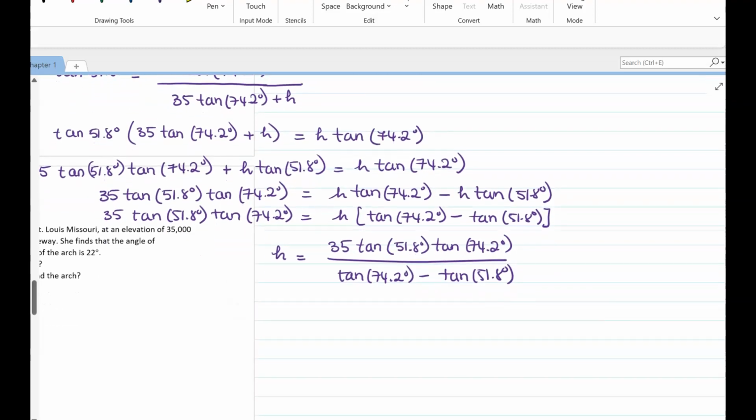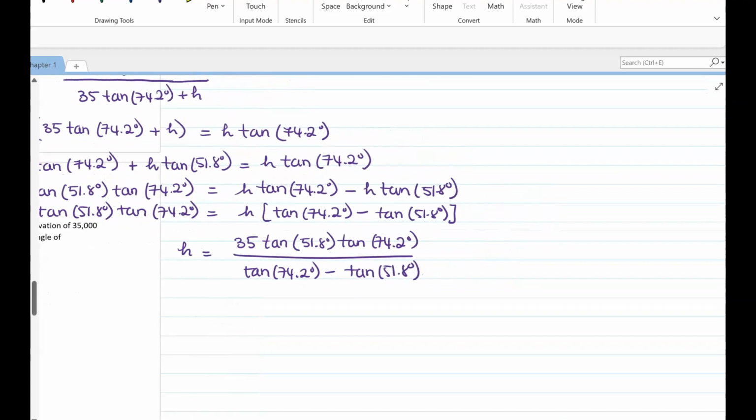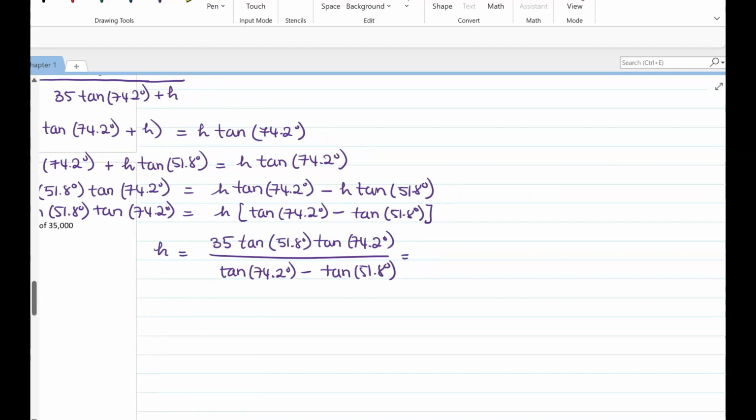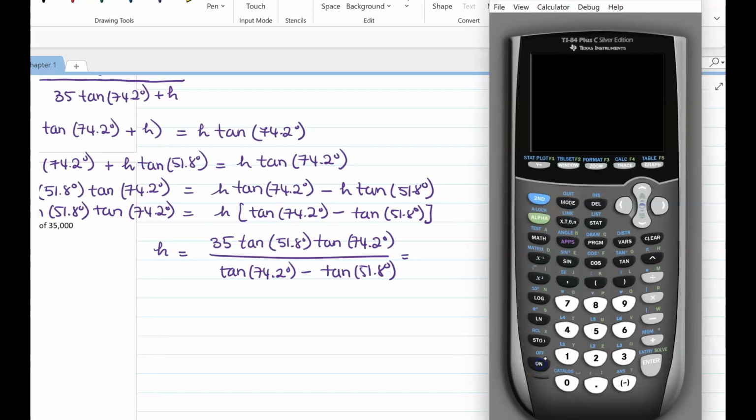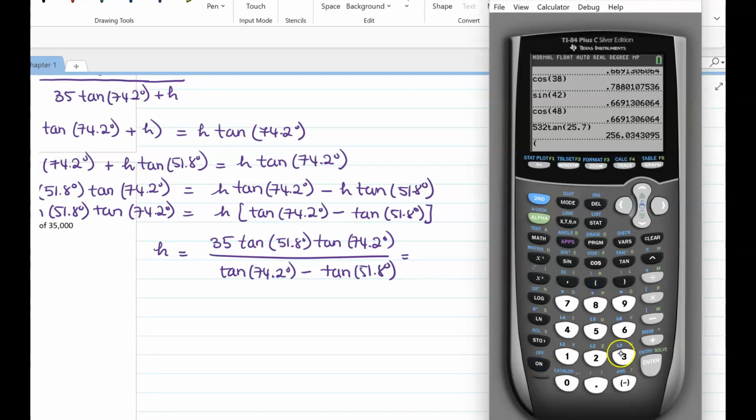And I will plug all this into our calculator as it is, and we get the answer in the end. Again, we don't calculate this individually because you end up with rounding error. So here's our numerator, 35 tangent 51.8 times tangent 74.2, and that is the numerator.